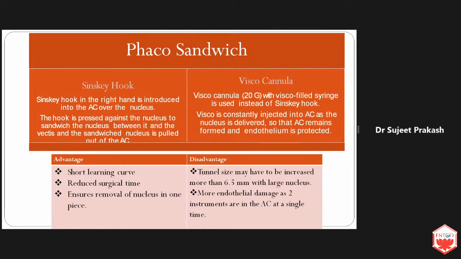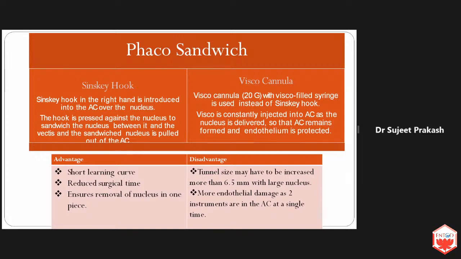If we are using a visco cannula to sandwich the nucleus, visco is constantly injected into the NTA chamber as the nucleus is delivered, so that the EC remains formed and the endothelium is protected. The advantage of the phaco sandwich technique is the short learning curve, reduced surgical time, and it ensures removal of the nucleus in one piece.